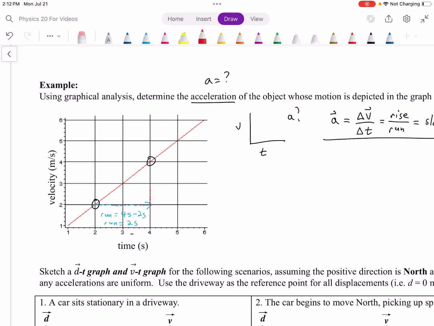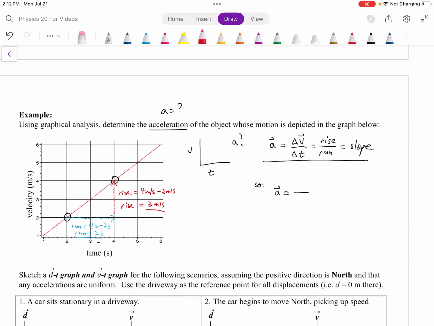While those 2 seconds were going by, it looks like the velocity rose from 2 to 4 as well. So for our rise, we ended up at 4 meters per second. We started at 2 meters per second. So our rise is positive 2 meters per second. So we've just shown that we can find the slope, the rise, and the run. Well, the rise is 2 meters per second.